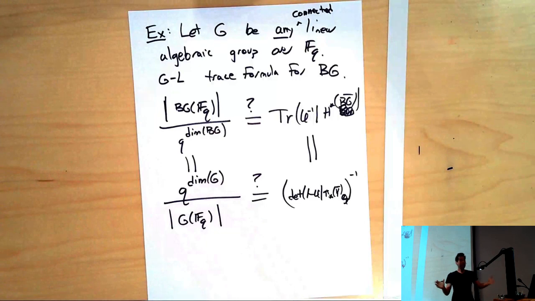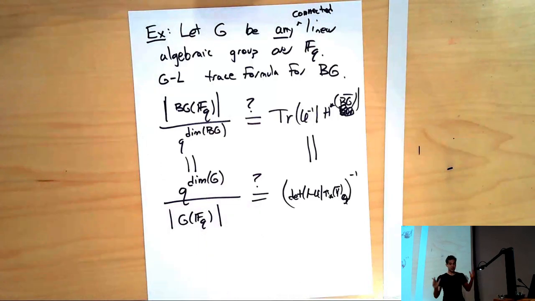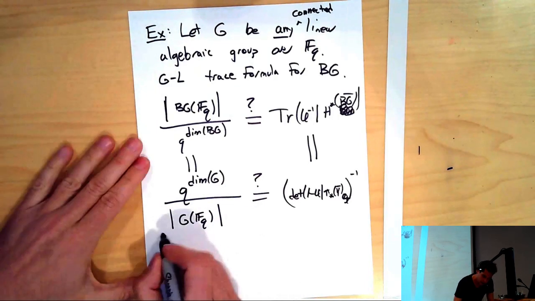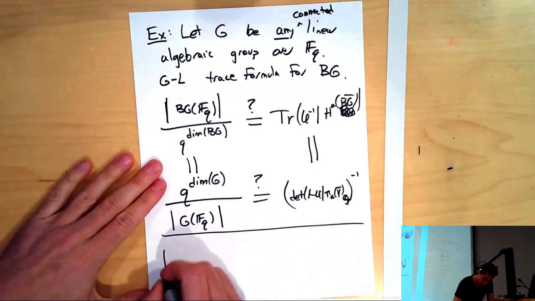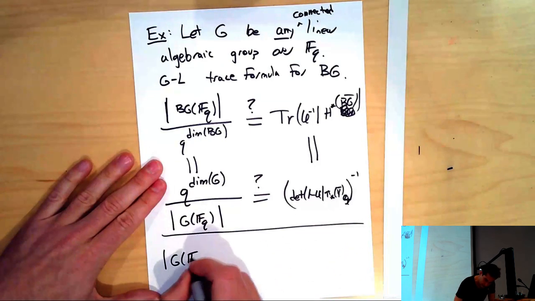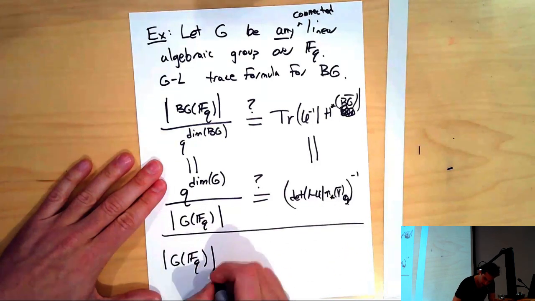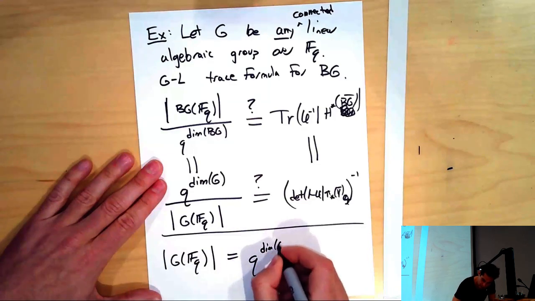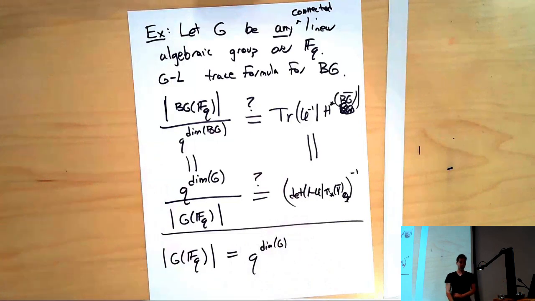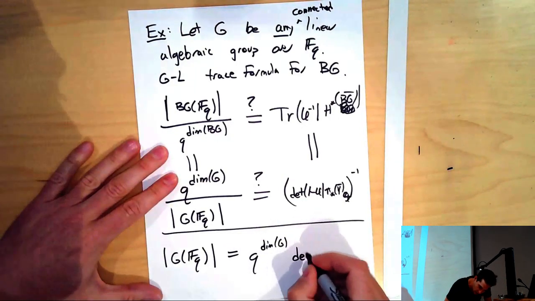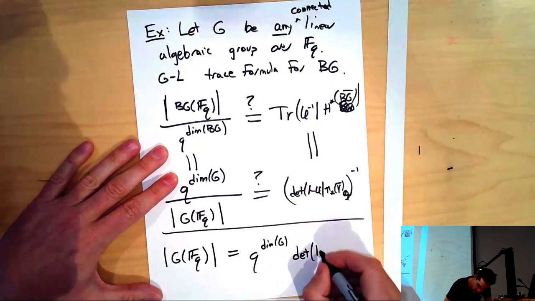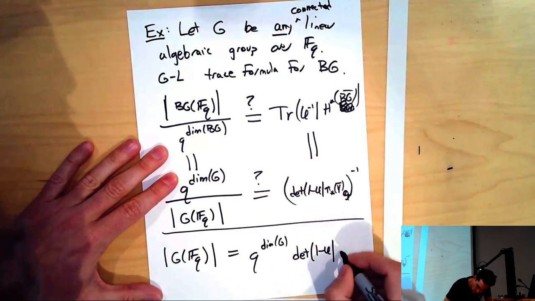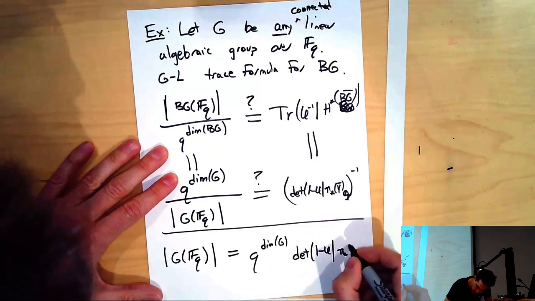And so if you clear some denominators, what this is giving you is a formula for the number of F_q points of G. This is equivalent to saying that the number of F_q points of G is q to the dimension of G, that's your naive estimate for how many F_q points there should be, times a correction factor. And that correction factor is the determinant of 1 minus the Frobenius on the homotopy groups of BG.